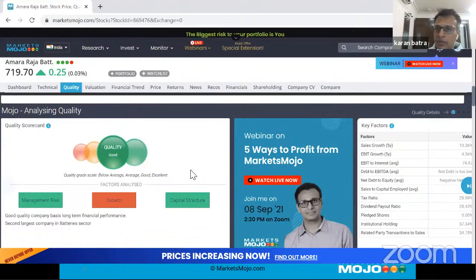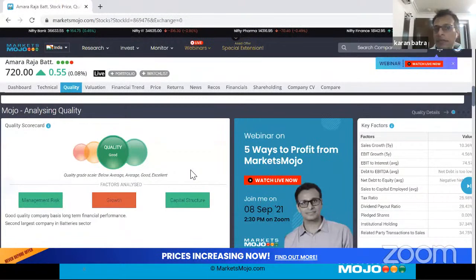There are 3 key factors in quality. The first is growth. Growth is again long-term averages, and long-term consistent growth that the company should have generated. Only then will the company come out as a high growth company. The key factors here are sales growth, which is the top line growth, the bottom line growth, the operating profit growth, and the margin expansion. All these elements come into the growth factors. Second is capital structure. Capital structure essentially is the debt ratios of the company, the debt levels, and the debt serviceability of the company over a long-term period.